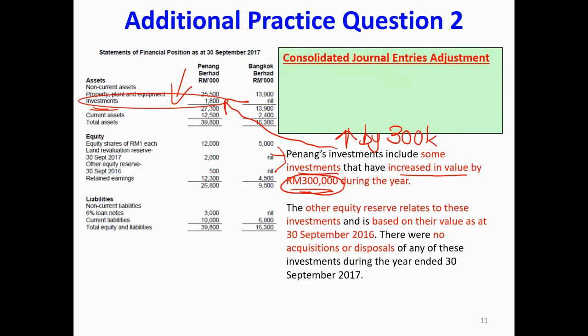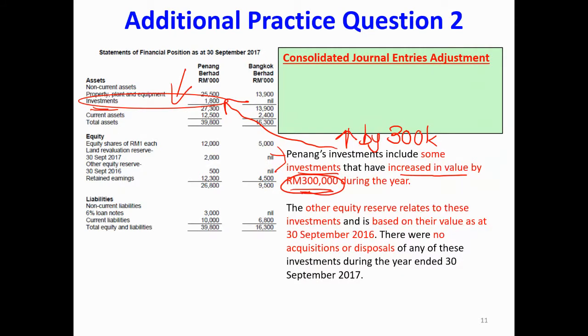Okay, let's try, students. What do you need to do? Your investment increased by 300K during the year. So you have to debit what account? Credit what account? Okay, we get a few answers here already. Debit investment, correct, very good. The first journal entry is debit investment because investment increased by 300K. So your debit investment, 300K.